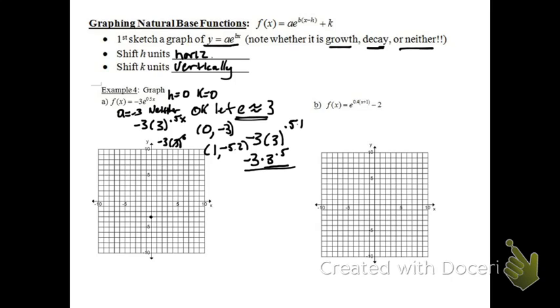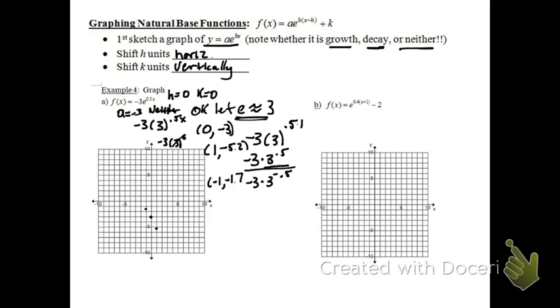So if we put that one down, that's going to be right about there. I'm going to plug in negative 1 and see what we get. If I plug in negative 1, that's going to be negative 3 times 3 to the negative 0.5 power. If you type this into your calculator, negative 3 times 3 raised to the negative 0.5 power, you get negative 1.73, or about negative 1.7. So negative 1, negative 1.7 is right about there.